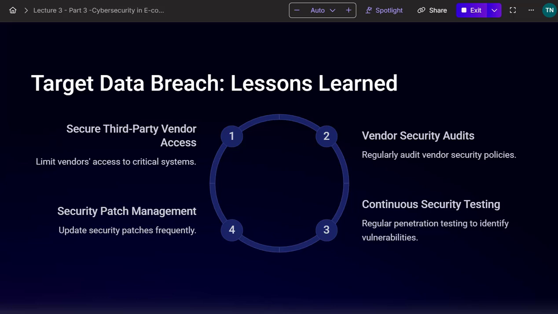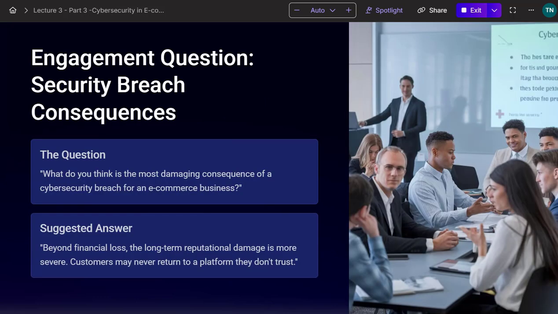Keeping security patches up to date is a fundamental security practice that can help protect against known vulnerabilities. So now we come to a question, right? What do you think is the most damaging consequence of a cybersecurity breach for an e-commerce business? You should consider that, beyond the financial loss, the long-term reputation damage is more severe. Customers may never return to a platform they don't trust.